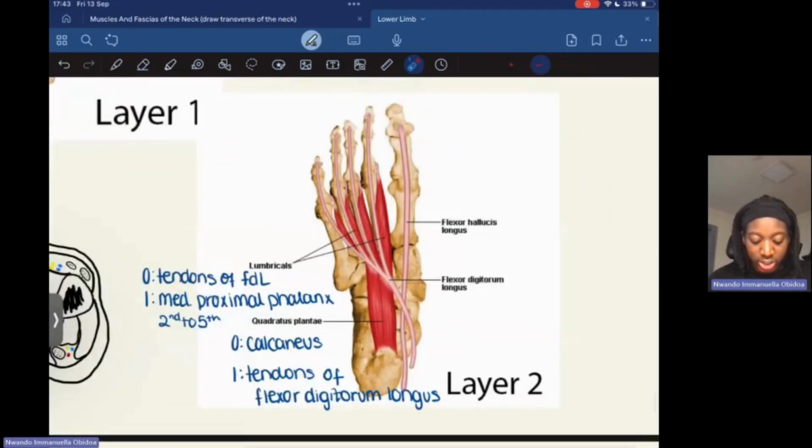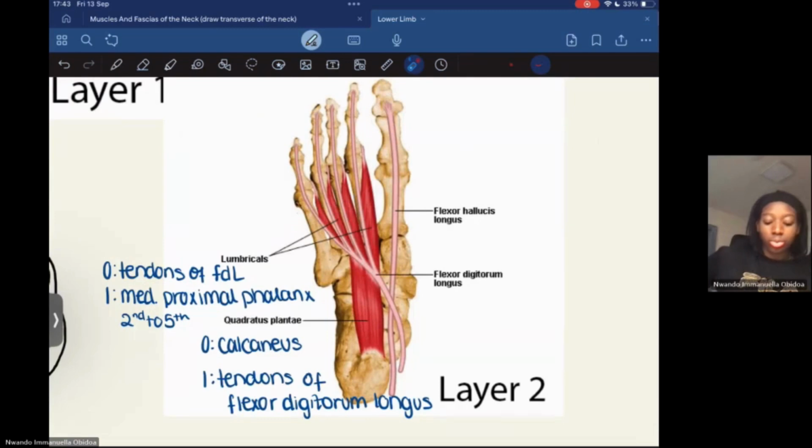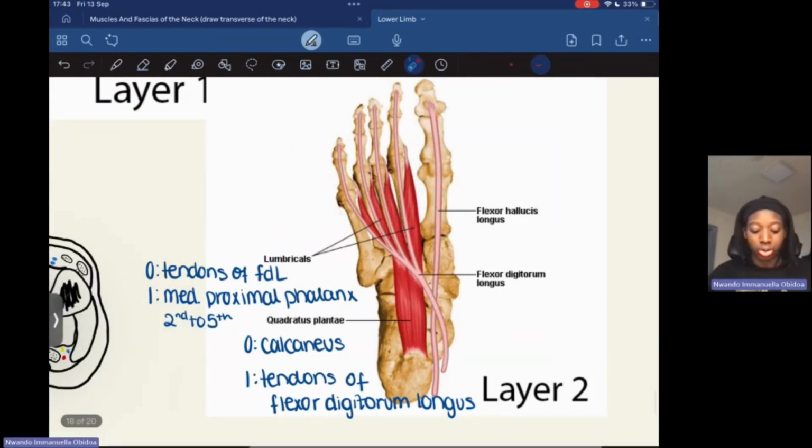And then in your second layer, we have your lumbricals and your quadratus plantae. The lumbricals originate from the tendons of the flexor digitorum longus and insert on the proximal phalanx of your second to fifth digits. And then your quadratus plantae comes from your calcaneus and inserts on the tendon of your flexor digitorum longus.